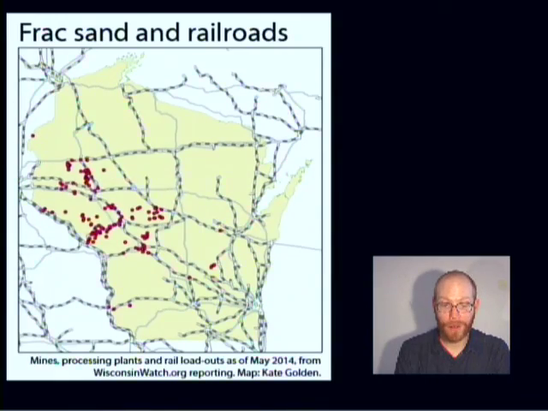There are now 140 different mines, processing facilities, and railroad loadouts in Wisconsin, most built in the past 3 years. And Wisconsin's sand business is booming because the state is situated near transportation infrastructure needed to get gigatons of sand to rail lines that lead east and west to the gas fields of the Dakotas and Pennsylvania, and also to the Mississippi River, where they can head south to the Gulf of Mexico.